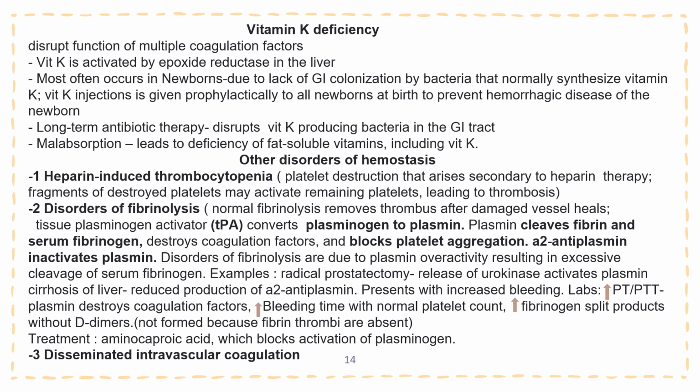Laboratory findings: there will be increased PT and PTT. Plasmin destroys coagulation factors, that's why it will be increased. Increased bleeding time with normal platelet count. Increased fibrinogen split products without D-dimers. D-dimers are not formed because fibrin thrombi are absent.